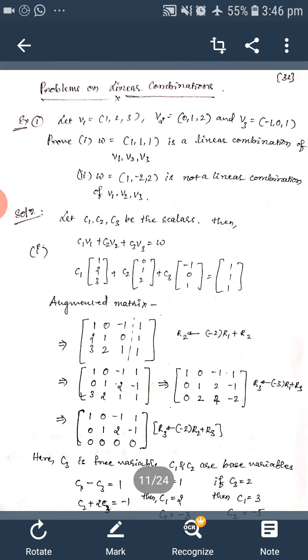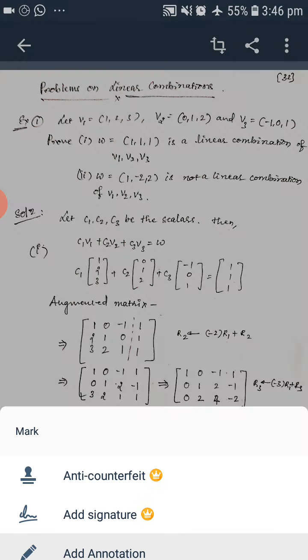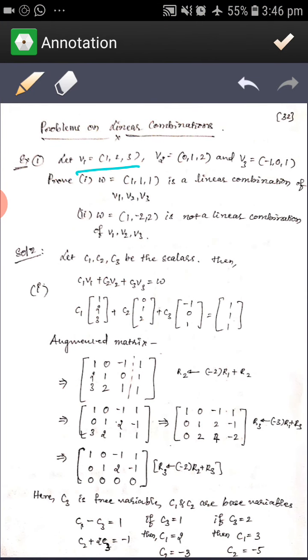So here are the problems on linear combinations. We have the vectors v1, v2, v3, three vectors. Show that, meaning prove that, w is a linear combination of v1, v2, v3. So w is nothing but b. As we saw previously, b is a linear combination of a1 and a2. Similarly, we show that w is a linear combination of v1, v2, v3.